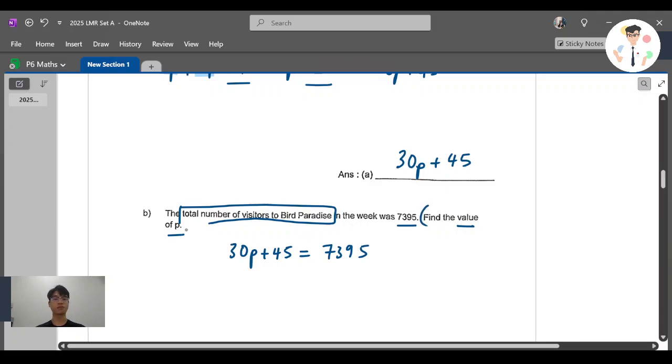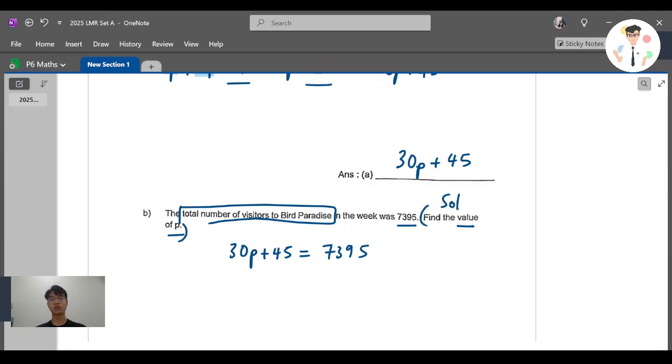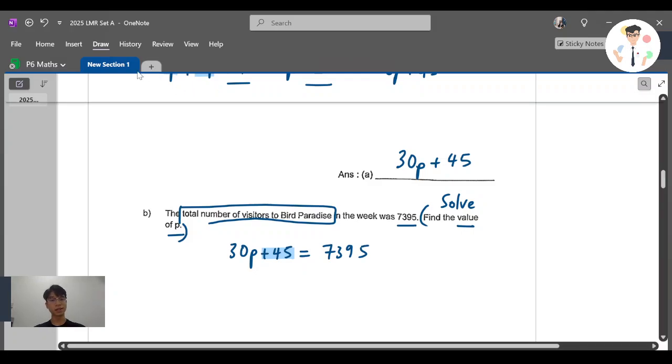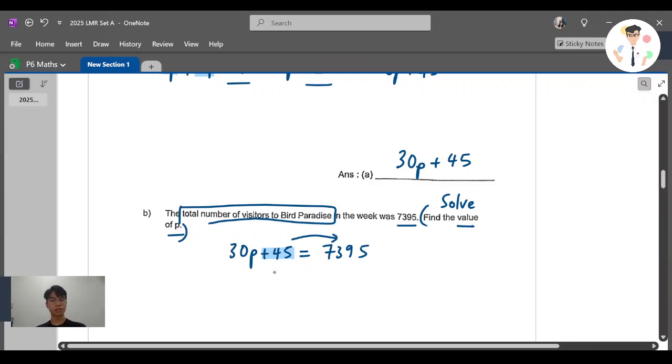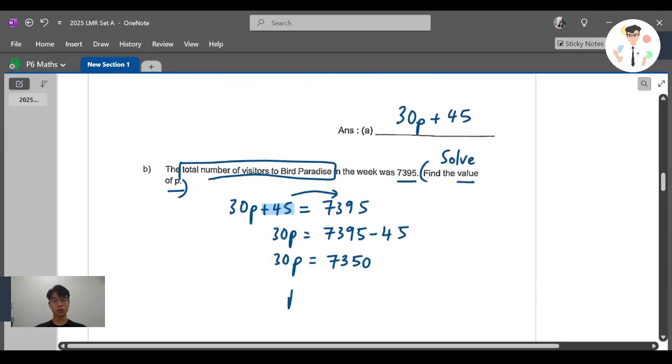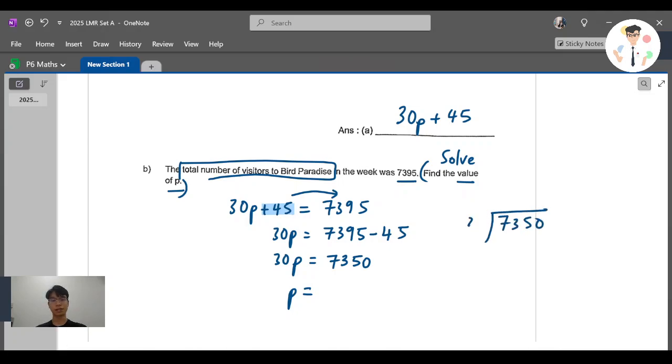Again, when they ask you to find the value of p, basically they are asking you to solve, meaning make p equal to 1 p. And as you know, plus 45, we must move it to that side. Plus 45 moved to that side will be equivalent to minus. 7395 minus 45, and your 30p is equal to 7350. And now you need to find p is equal to what? So 7350 divided by 30.